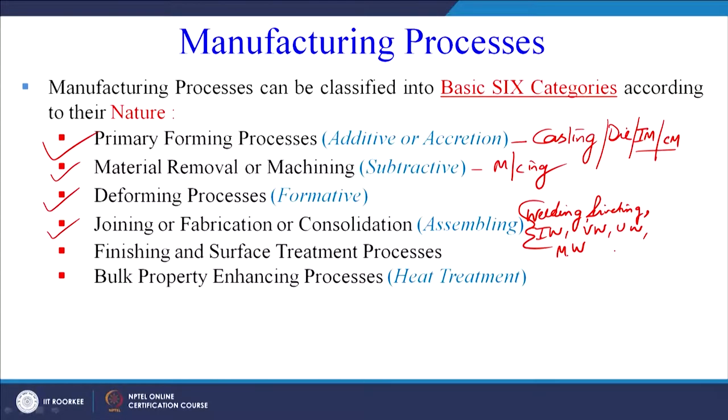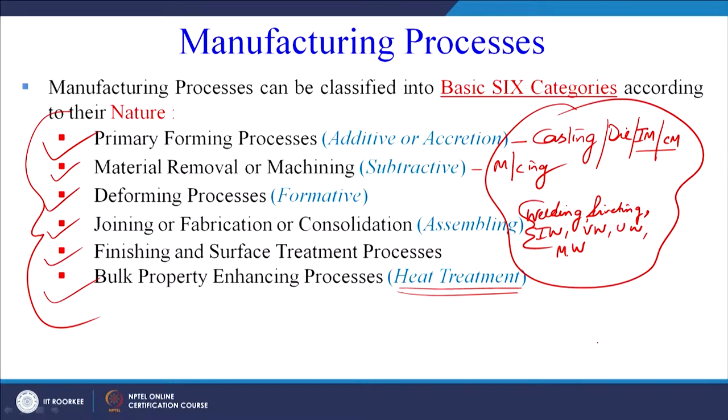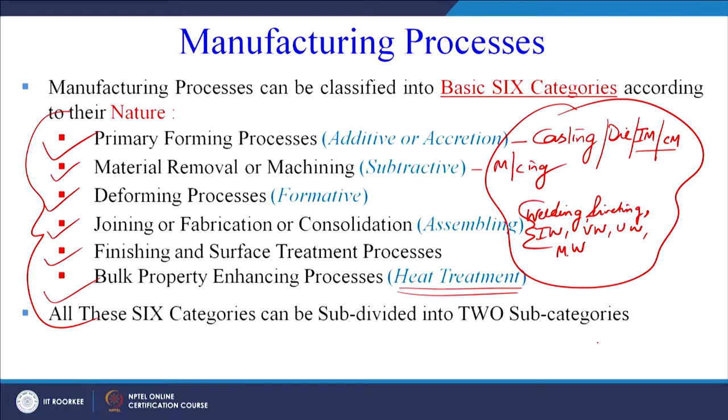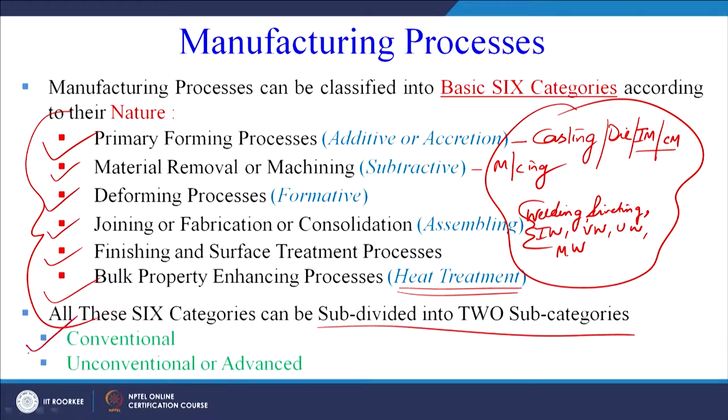of this course. So primarily the processes can be divided as primary forming processes, material removal processes, deforming processes, joining or fabrication processes, finishing and surface treatment processes, and bulk property enhancing processes such as the heat treatment. So this is a broad classification of the processes. Whatever we have covered in the course very broadly is listed here. Then coming to the 6 categories which can be further subdivided into 2 categories. What are these? Conventional and unconventional processes.